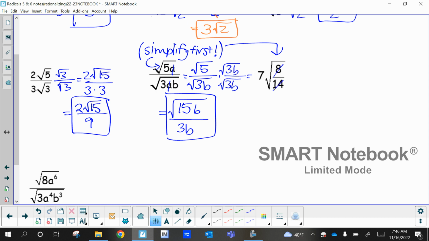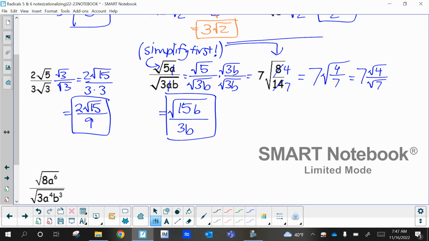Both of those can be simplified. 2 goes into 8 4 times, 2 goes into that 7 times. So really what you have is 7 radical 4 over 7, okay? So now let's do what we said earlier. You have a fraction as a radicand, so I want you to separate it like this, okay?